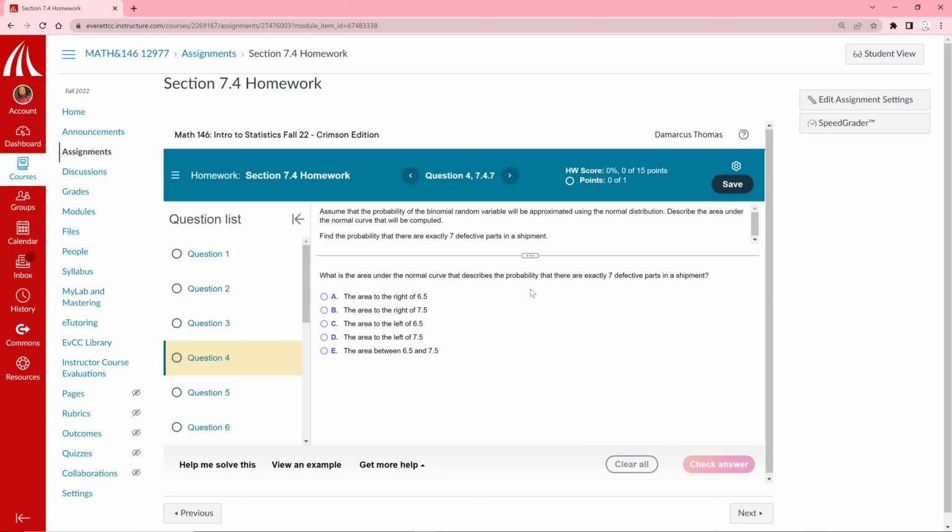This looks like more of a conceptual question, and we're talking defective parts in the shipment. You do have to know a little bit about the rule for approximating a binomial random variable. The truth is that we don't have to approximate it because we actually do this section, binomial distribution. But here they want you to be able to approximate it, and these are the different choices.